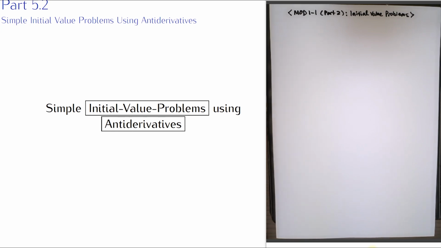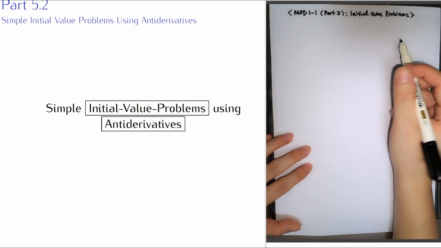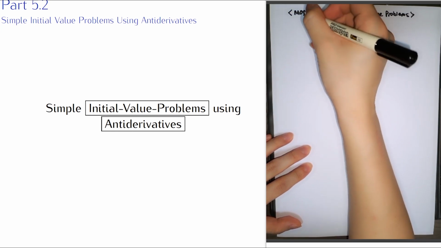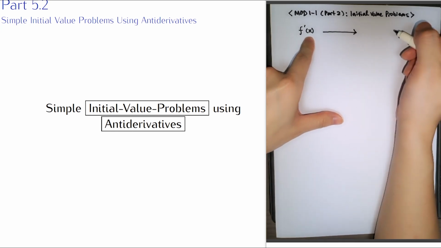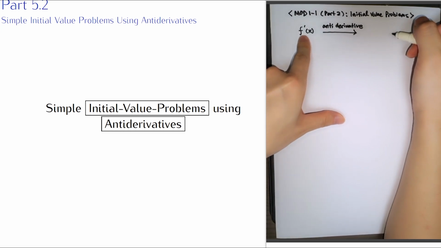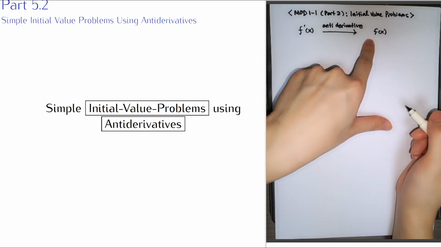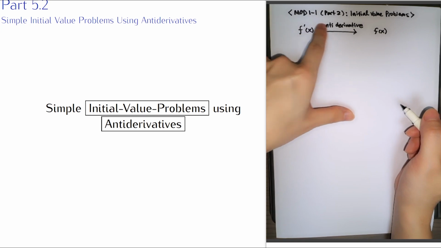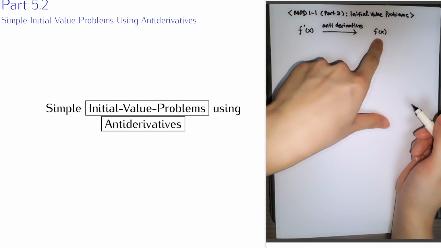Part number 2, solving initial value problems using antiderivatives. Now, I'm hoping that you understand that if there is an f prime, which is the first derivative of f of x, and if you find the antiderivative, then this f prime becomes the original function f of x, right? So the first prime means the number of anti-differentiations that you have to take in order to get the original function f of x.